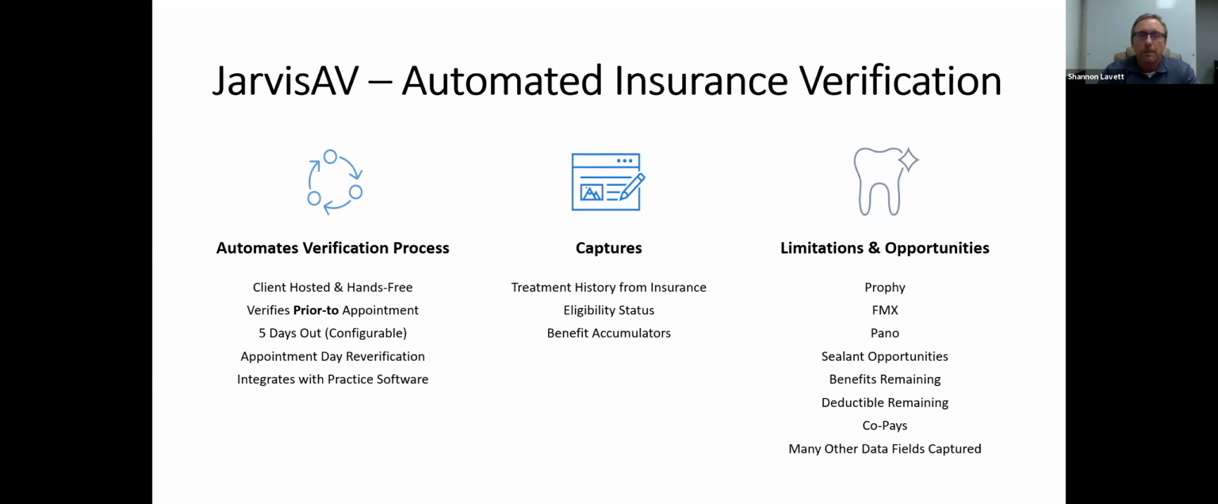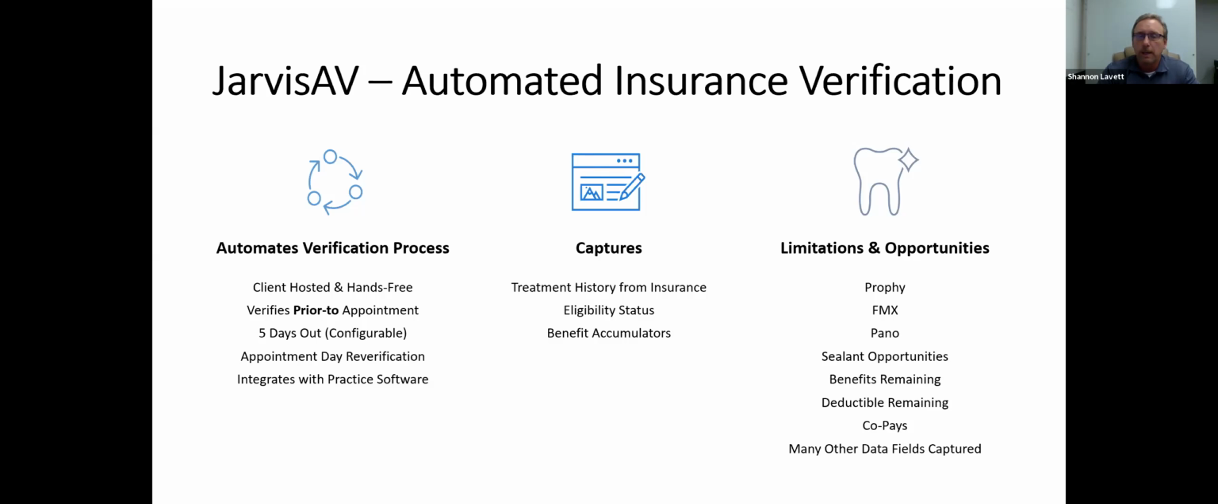JarvisAV is our automated insurance verification solution, and we automate the process of actually going out and pulling down information from an insurance portal. So this is a client-hosted solution. We verify insurance twice. We don't just do it once. We go out 5 days prior to an appointment, so you have a very rich, proactive view into the patients who are coming into your organization to be sure that they're covered, that they haven't had these procedures you have them scheduled for done somewhere else, that type of thing. And then we also do it the day of, so you actually see a day of appointment verification. So if there are any issues, you can jump on those right away and get them resolved. And we can also integrate this information back into your practice management system.